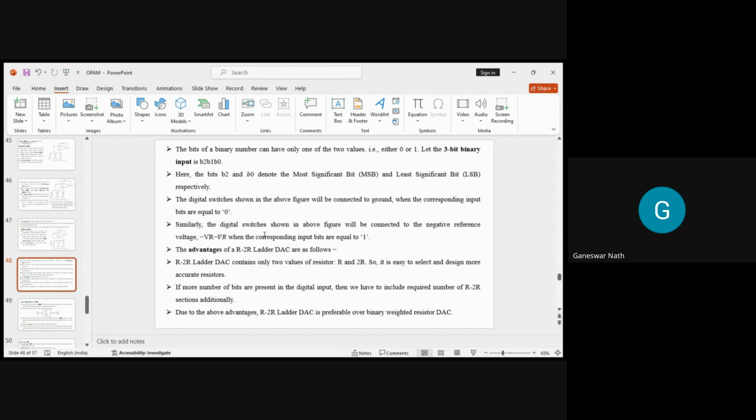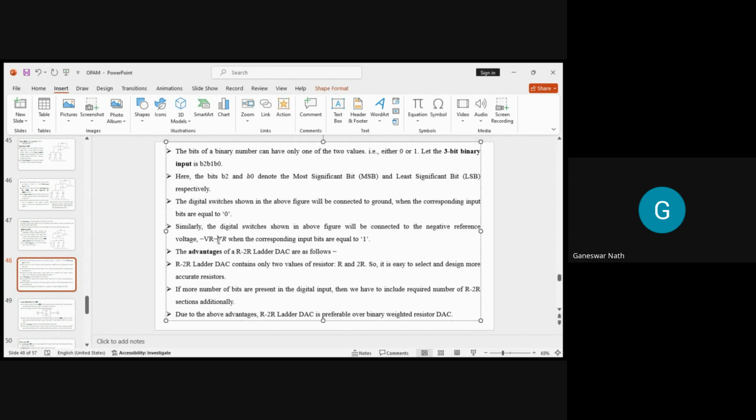The digital switch shown above will connect to ground when the corresponding input bit equals 0. Similarly, the digital switches shown in the diagram will be connected to the negative reference voltage, minus VR, when the corresponding input bits are equal to 1.